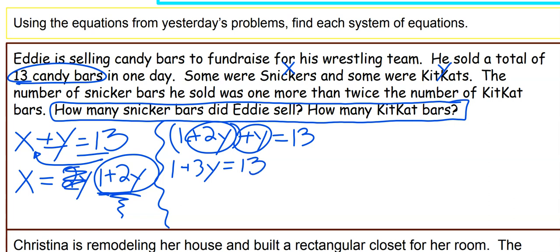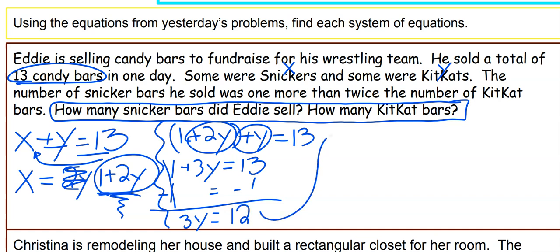Let's go ahead and get Y all by itself. How would I do that? Minus was right, but what do you subtract? Minus 1. I get rid of the stuff furthest away from the letter. So 1 minus 1 goes away. I have 3Y that falls down. Equal sign falls down. What's 13 minus 1? 12.